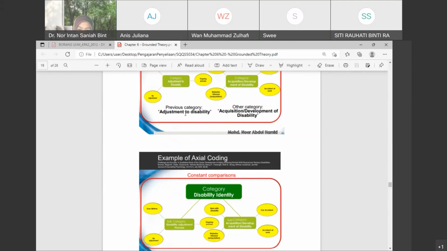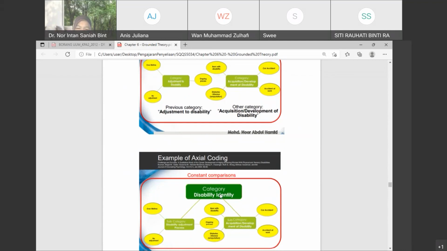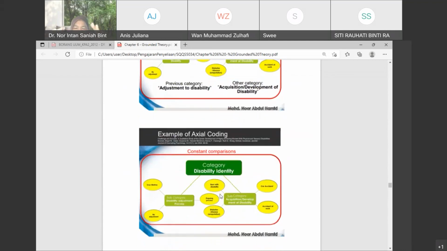Mula-mula adjustment to disability, kemudian dijadikan disability, and then position ni, dia combine, dia constantkan, dia make it as disability identity. Ini kata terminology play a role lah. Play a role. Right, so daripada boleh namakan nama kategori lain lah. Ya, mana kita boleh derive lagi, kita kembangkan lagi.